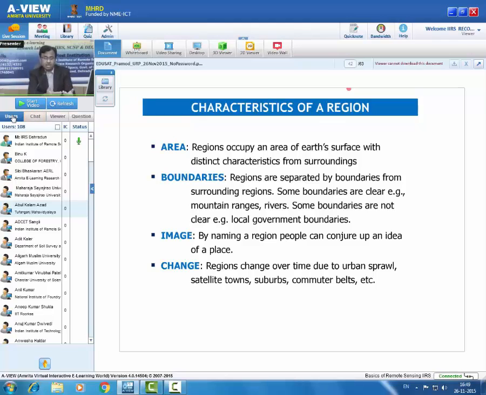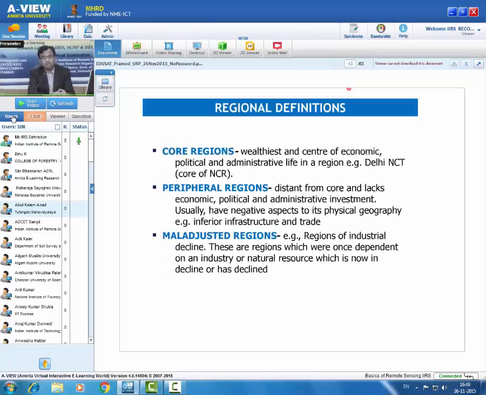And as is happening over the urban area, there is a change that also occurs in the region. Now, any region has three regional characteristics. One is the core. For example, within the national capital region, the NCT is the core. Within the periphery, we have the peripheral region. In terms of resources and other characteristics, generally the core region is affluent, and in the peripheral regions the services are slightly inferior.